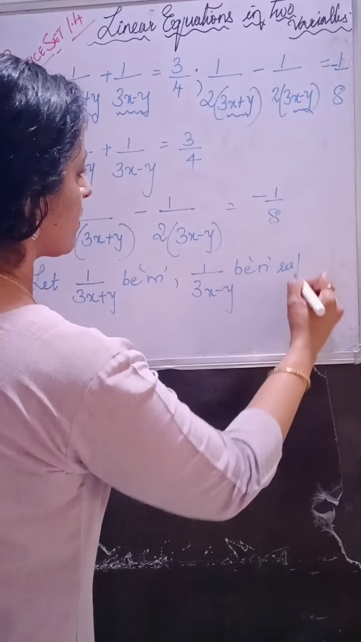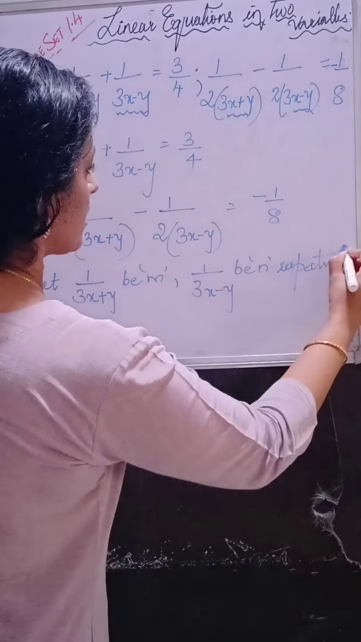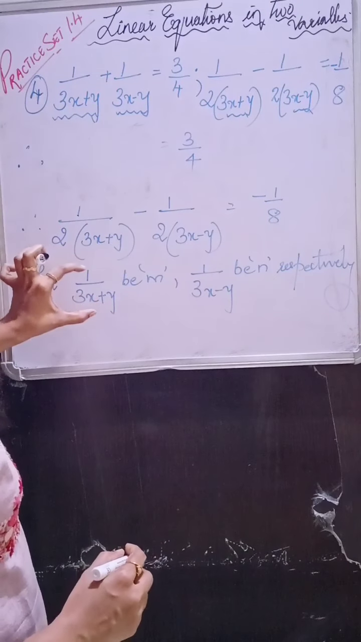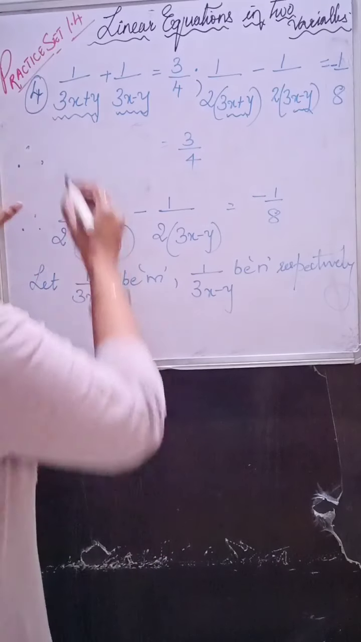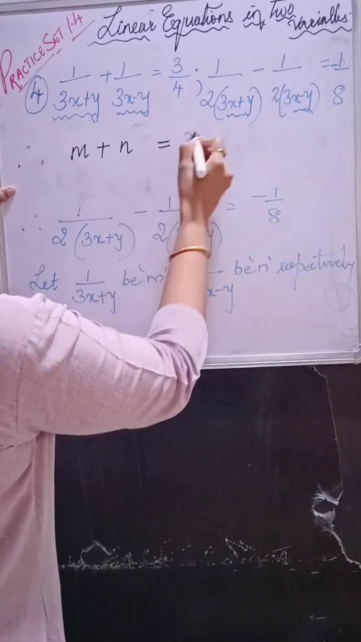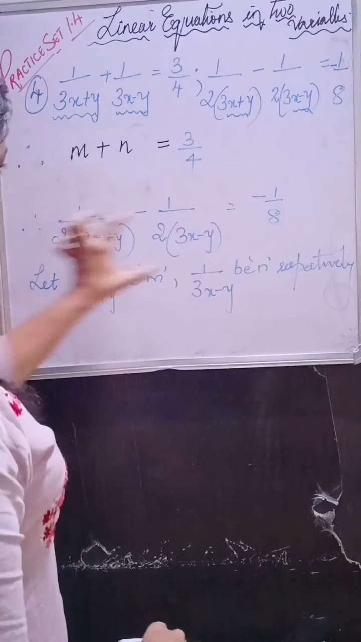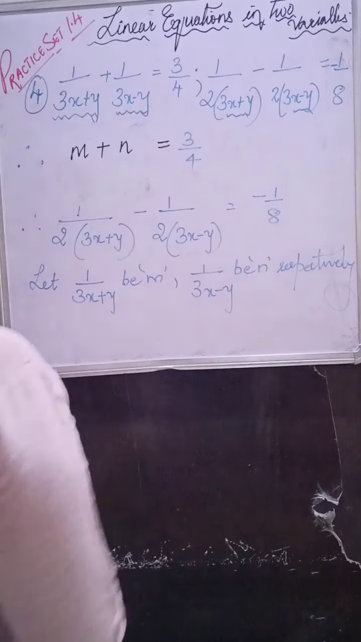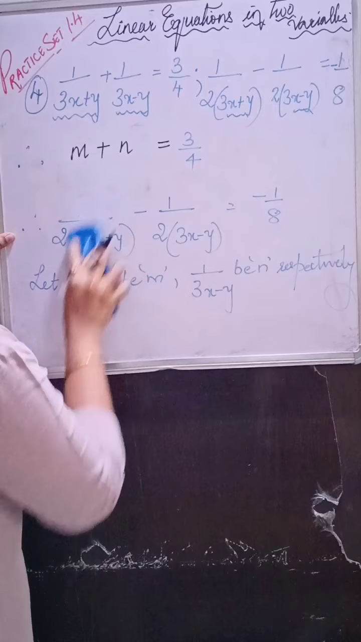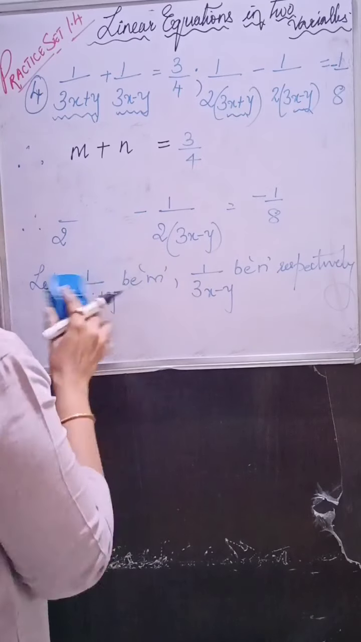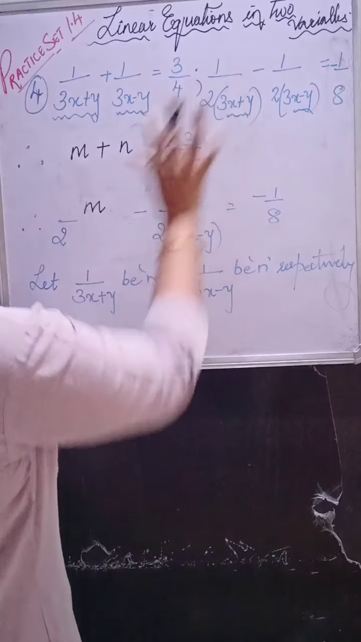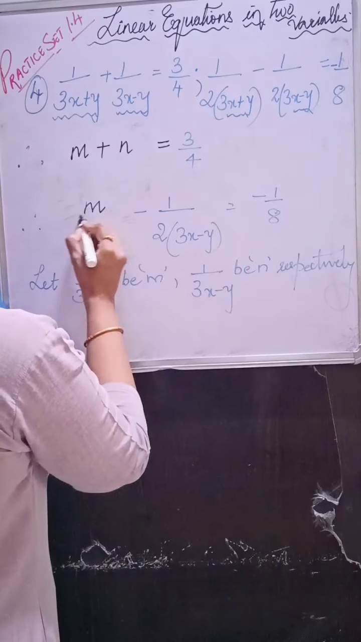Please mention respectively also if you didn't do it before. Respectively. In the equation, 1 upon 3x plus y is m. The whole thing will become m plus this whole thing will become n is equal to 3 upon 4. Similarly here, how will you replace? This 1 upon 3x plus y is m. So this whole part will be m. And what is coming down? 2 will remain as the denominator. So here I will write it as m upon 2.